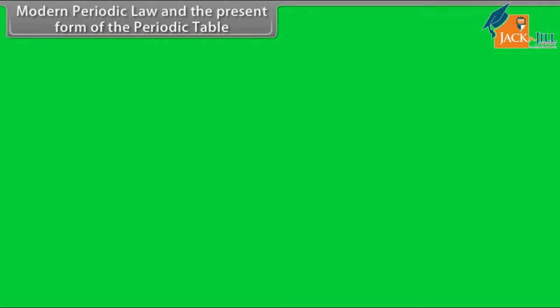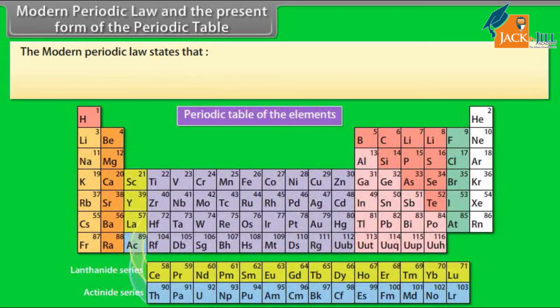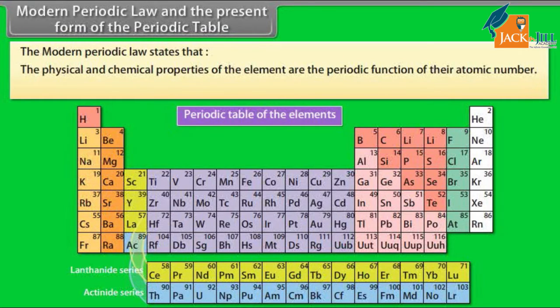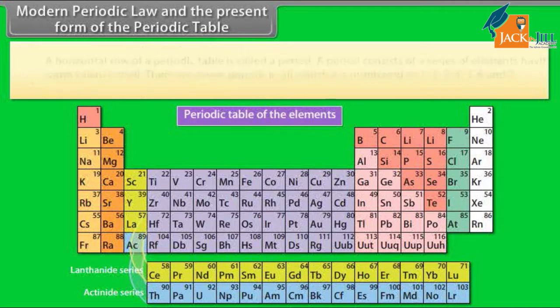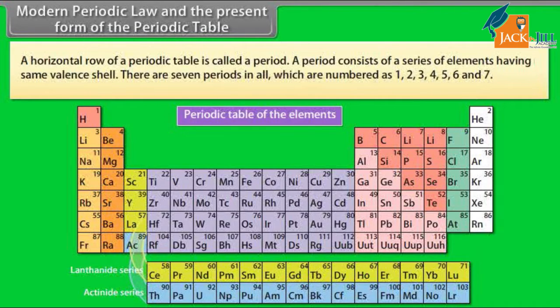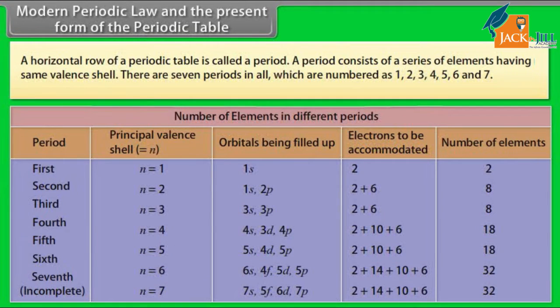Modern periodic law and the present form of the periodic table. The modern periodic law states that the physical and chemical properties of the elements are the periodic function of their atomic number. The present form of the periodic table is the long form. A horizontal row of the periodic table is called a period. A period consists of a series of elements having the same valence shell. There are 7 periods in all, which are numbered as 1, 2, 3, 4, 5, 6 and 7.